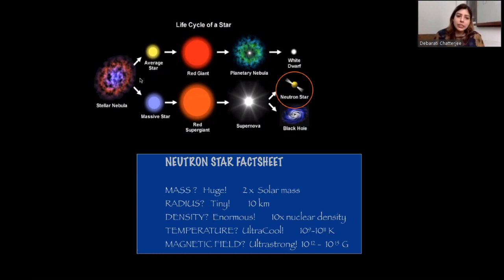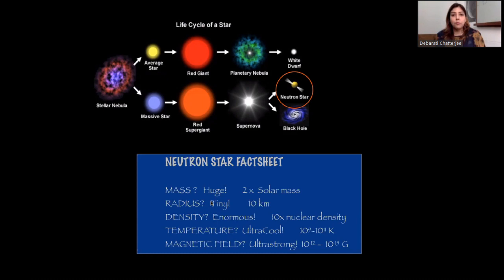So what are these? These are actually compact objects which are formed at the end point of evolution of massive stars, which end in supernova explosion. And we know a great deal about neutron stars. They have huge masses. The mass could be up to two solar masses, two times that of the sun. But within a tiny radius of only 10 kilometers. So you can imagine, if you crush the sun into a radius of only 10 kilometers, how dense will the matter be? So neutron stars are actually the densest forms of matter in the universe.